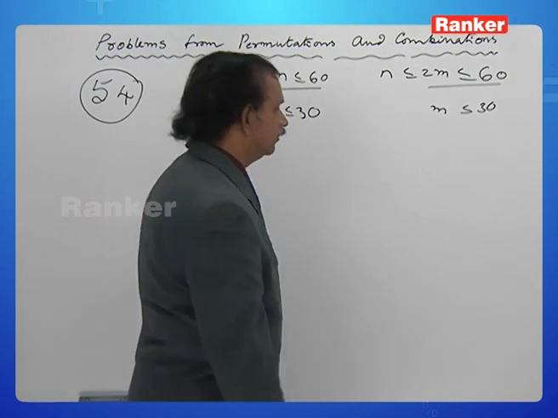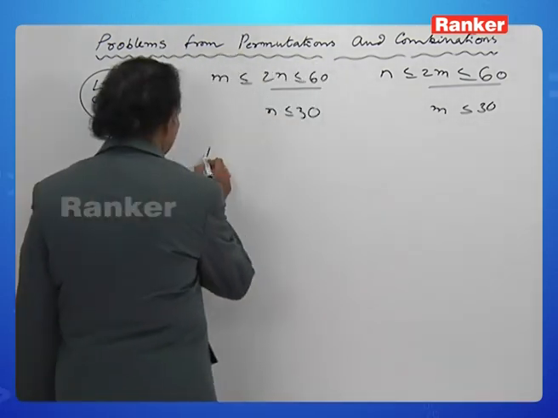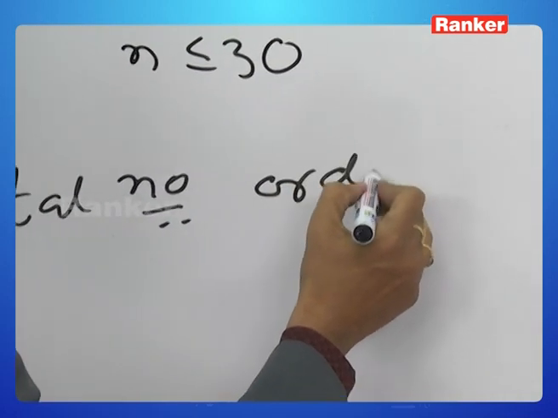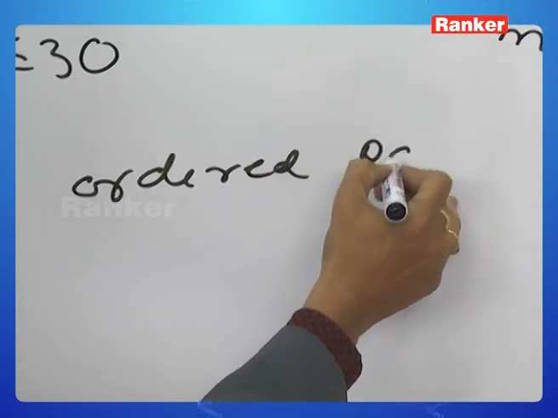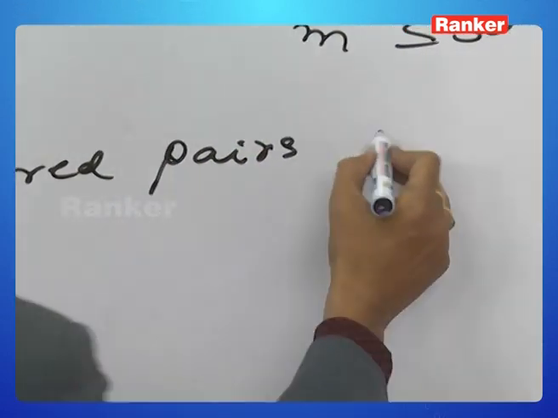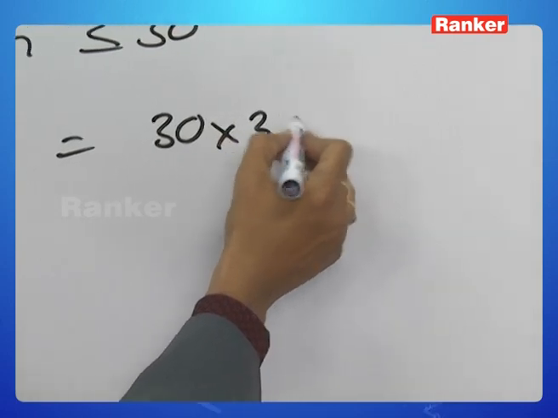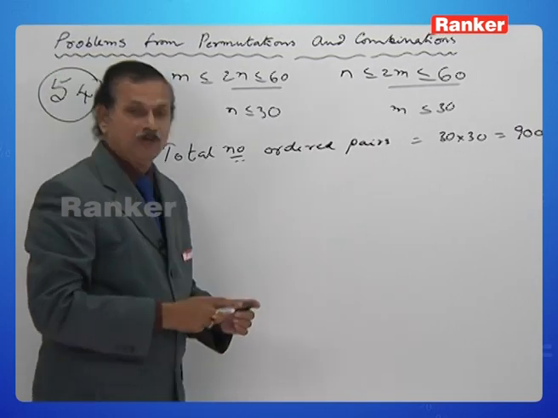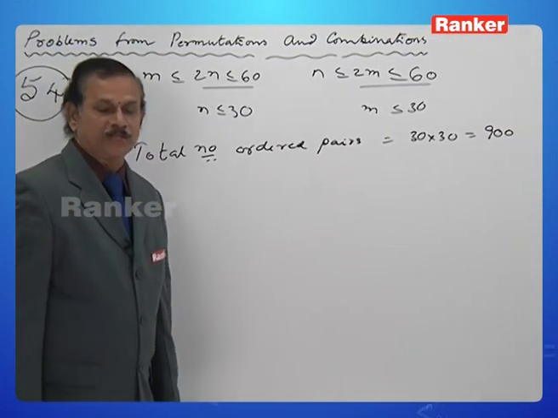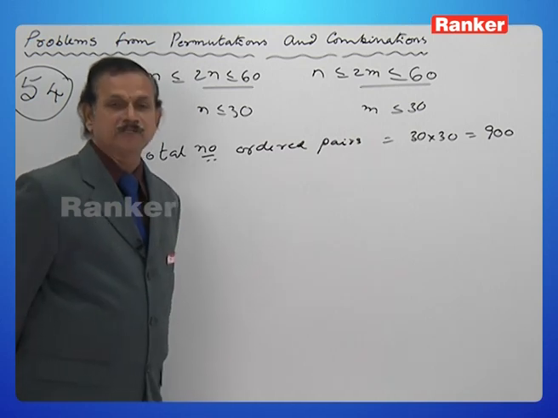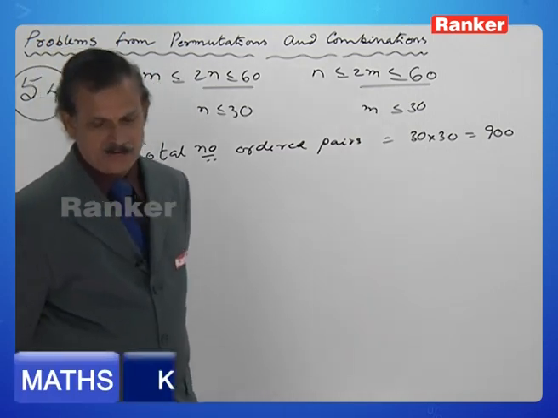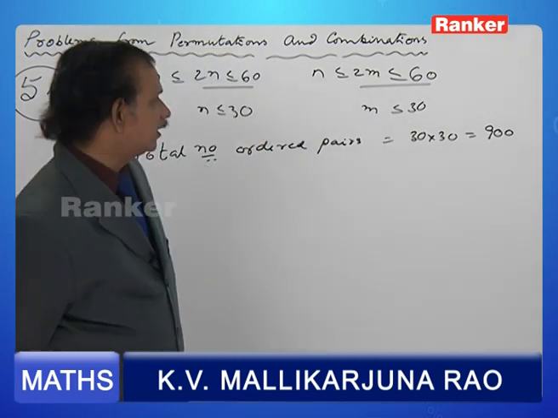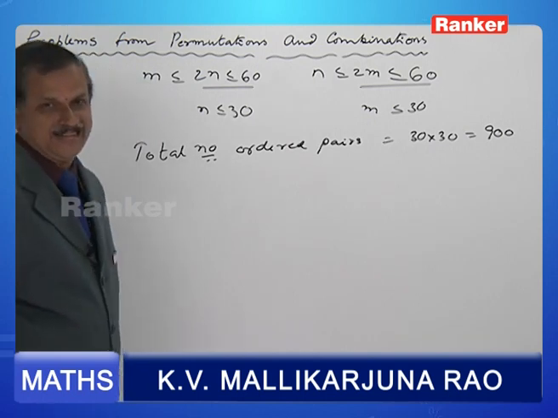30. So the total number of ordered pairs is equal to 30 into 30, which is equal to 900. Why? Because both m and n belong to the set containing 1, 2, 3, 4 etc. up to 30, and we are supposed to find the ordered pairs, that is nothing but A cross A, where capital A is equal to 1, 2, 3, 4 etc. 30. Therefore, the total number of ordered pairs is 30 into 30, that is 900.